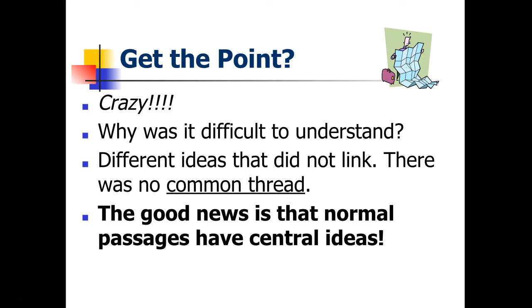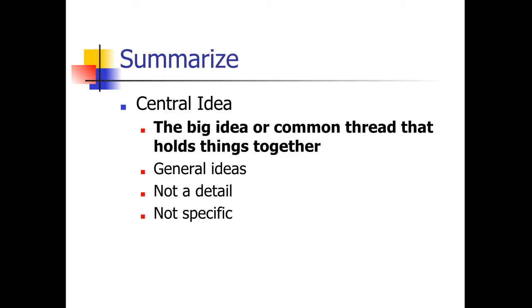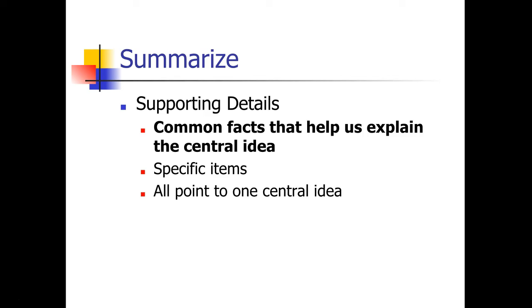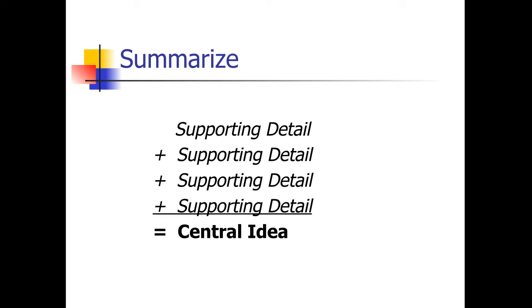The good news is that normal passages are going to have central ideas. So remember, central idea is the big idea or common thread that holds things together. They are general ideas, they are not a detail, and they are not specific. Supporting details are common facts that help us explain the central idea. They are specific items, and they all point to one central idea in the passage or paragraph. So you take your supporting details, you add them all up, and you get the central idea.